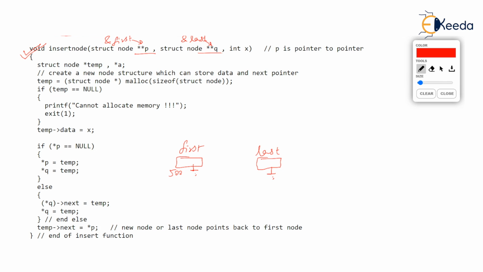Now P is the pointer to pointer which literally stores the address of first. Observe, the address of first is 500. So P points to first. Similarly, Q is a pointer to pointer, the second parameter, which will literally store 600. Observe, the address of last is literally 600. So Q points to last. Now onwards, if I write asterisk P anywhere in the code, it is the same as first. And asterisk Q is the same as last.